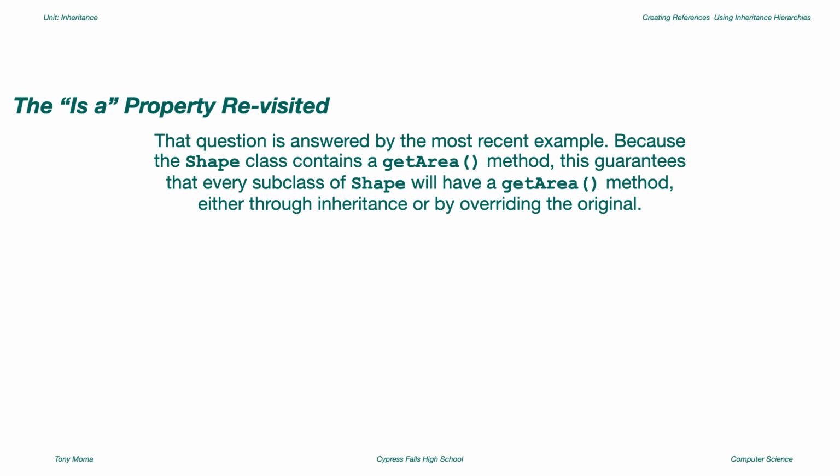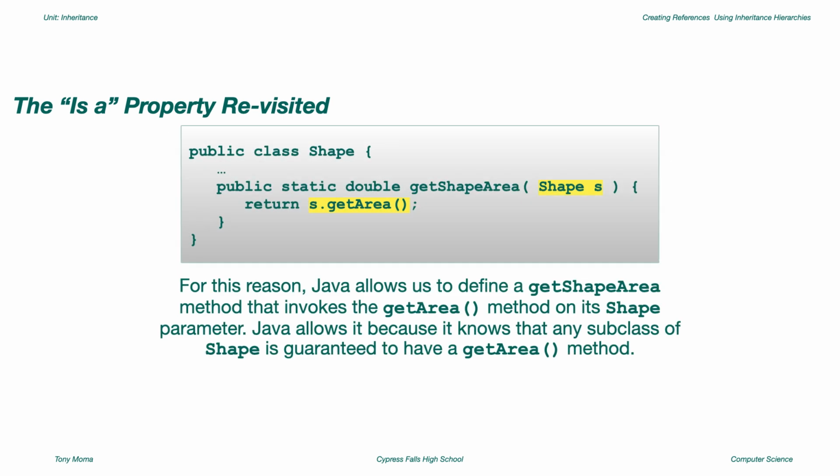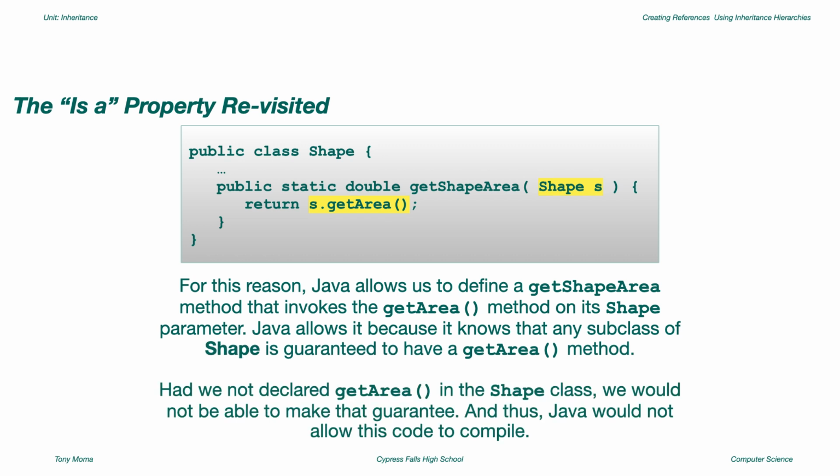Because the shape class contains a getArea method, this guarantees that every subclass of shape will have a getArea method, either through inheritance or by overriding the original. For this reason, Java allows us to define a getShapeArea method that invokes the getArea method on its shape parameter. The reason Java allows it is because it knows that any subclass of shape is guaranteed to have a getArea method. Had we not declared getArea in the shape class, we would not be able to make that guarantee, and thus Java would not allow this code to compile.